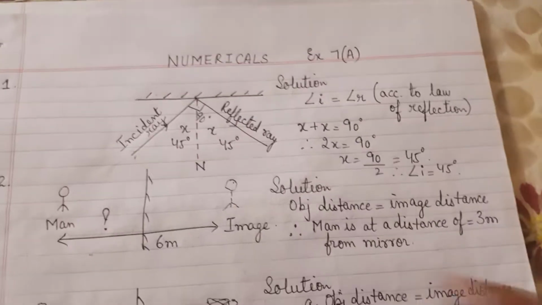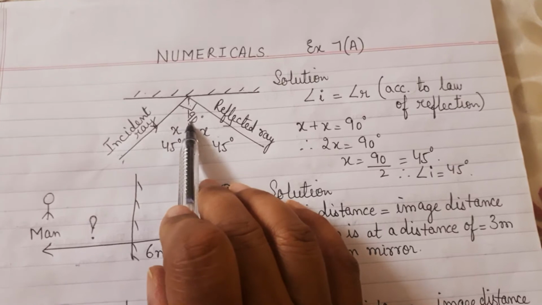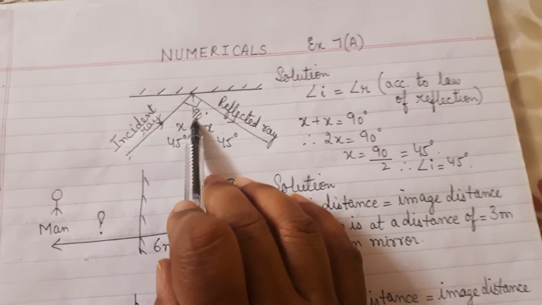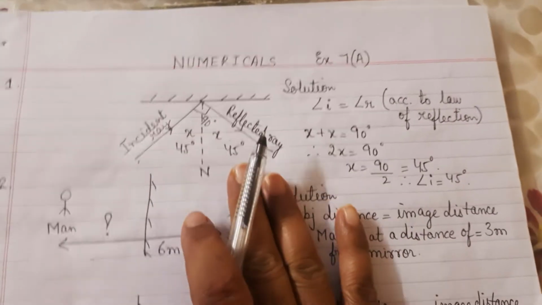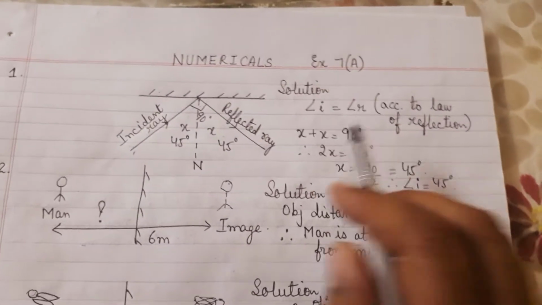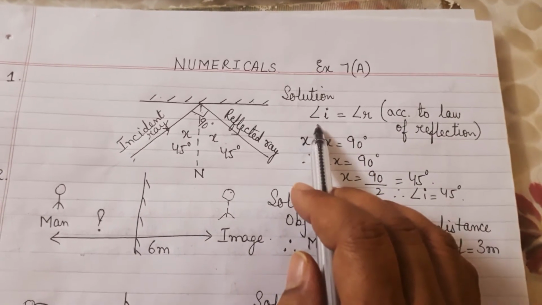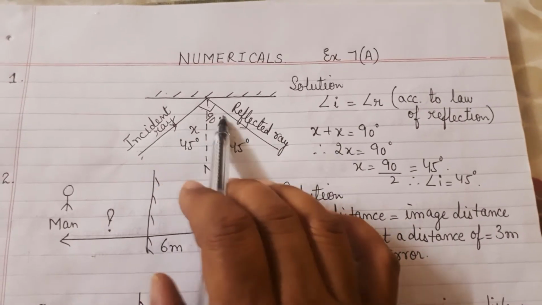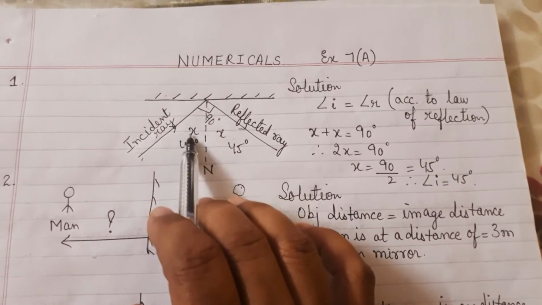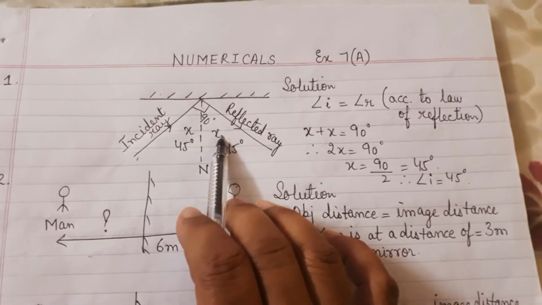So the total angle between the incident ray and the reflected ray is 90 degrees. You are supposed to find out the angle of incidence. Now we all know that the concept over here is the law of reflection. According to the law of reflection, angle of incidence is equal to angle of reflection. So if the total angle between the two is 90, let us suppose the angles are x degrees.